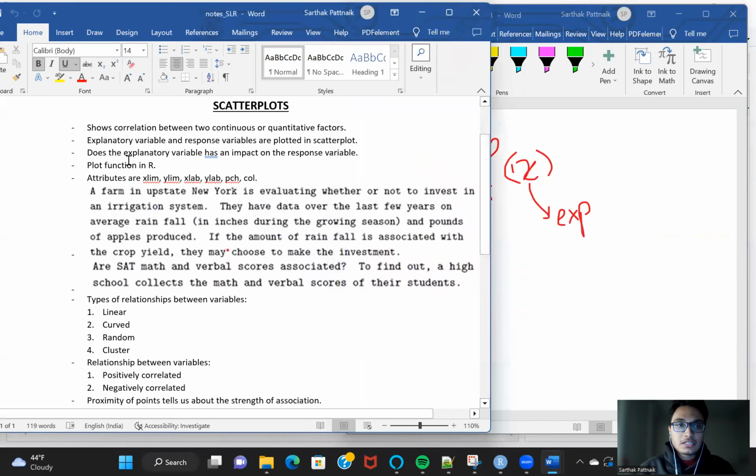So the scatterplot shows us whether the explanatory variable has an impact on the response variable, and how scatterplots are plotted in RStudio. Scatterplots are plotted in RStudio using a function called plot. We have already seen in our previous sessions how to plot a histogram, how to plot a bar plot, how to plot a box plot. Now we will see how to plot a scatter plot. These are the attributes that the plot function takes when we have to plot a scatter plot. We'll come to each of these in a little more detail.